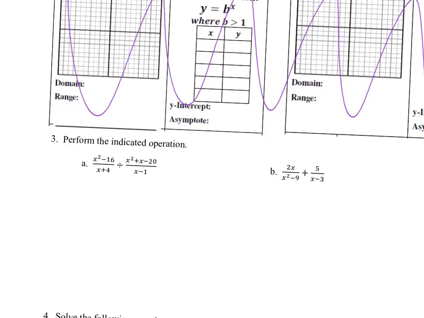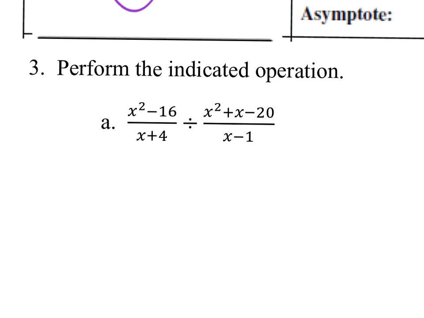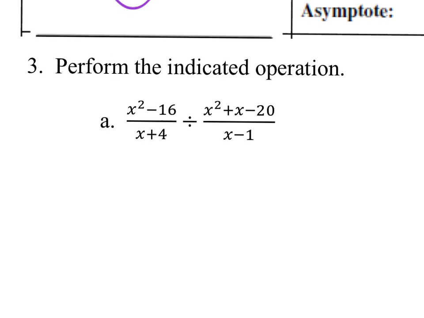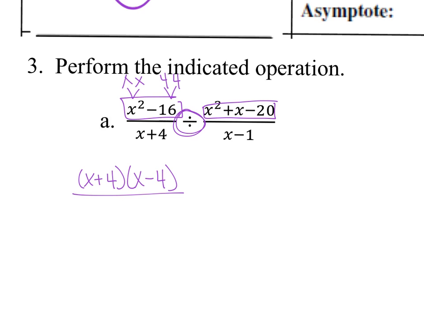So looking at number 3, the first thing I should realize is that there is a division sign. Looking at this division sign means I'm going to have to flip it, and I probably want to factor these two things. So first, this is a special factor. This is x and x, and then 4 and 4. So I'm going to have sum and difference, x plus 4 and x minus 4, all over x plus 4. You should see something that you might want to do. And then I have to flip these. So when I flip these, I'm going to have an x minus 1 on top.